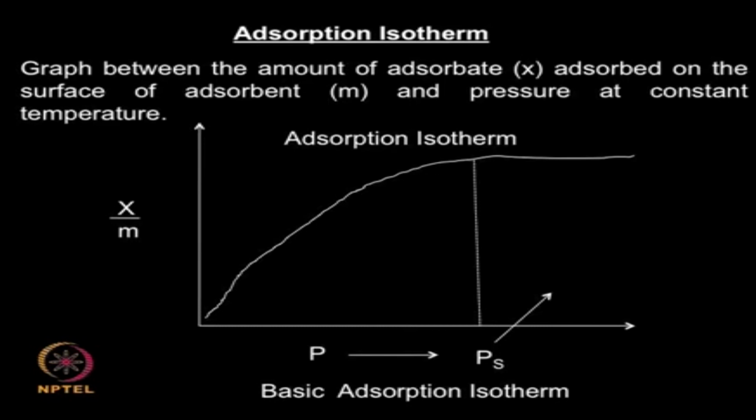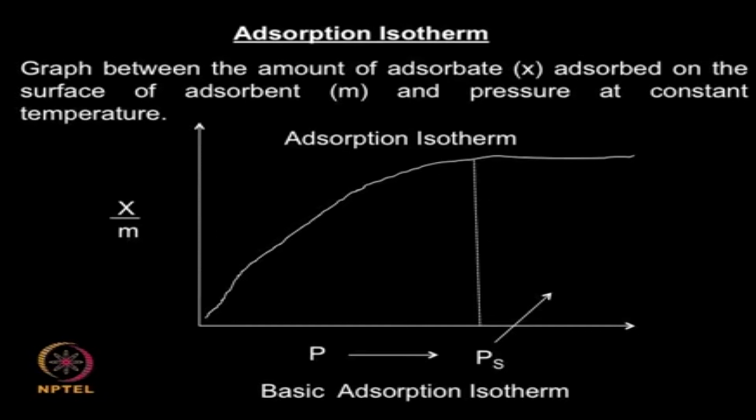For example, this is a typical adsorption isotherm. That means at constant temperature, if I keep varying the pressure, which is on the x axis, and the y axis is the amount of adsorbate that is adsorbed on m amount of adsorbent, the graph will go up like this. As you keep increasing pressure, the amount getting adsorbed on the adsorbent keeps increasing, and after some time it will not increase further. So you will not see much change here.